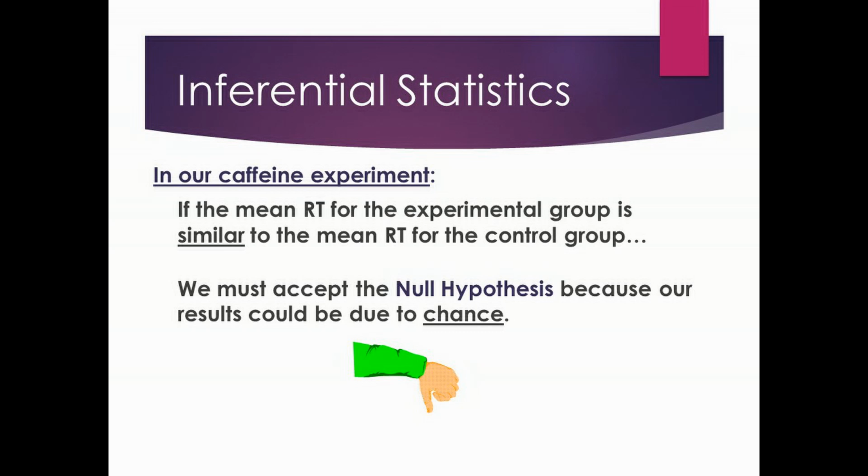I could conduct this caffeine experiment over and over with different groups of people, and I probably would rarely see exactly the same reaction time for the different groups. It's going to differ by chance. And if my mean reaction times for the two groups are similar, not identical, but similar, I basically have to infer that the results were due to chance factors alone and that caffeine ingestion did not affect reaction time. When you're a researcher, this is a bummer.